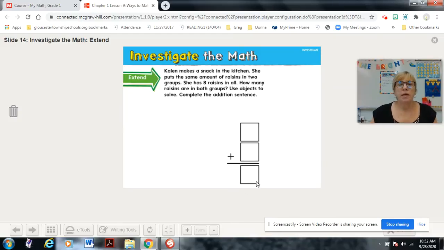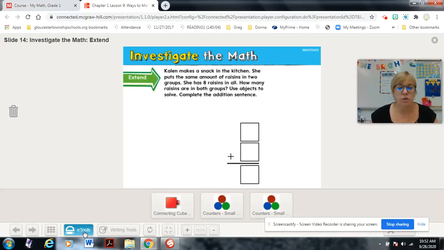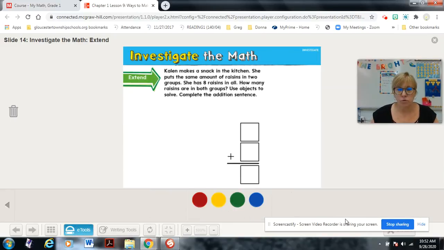Yep. Kaylin makes a snack in the kitchen. She puts the same amount of raisins in 2 groups. She has 8 raisins in all. How many raisins are in both groups? Use objects to solve. All right, so I'm going to use my counters, okay? And then they want us to complete. Now, remember, 8 is how many all together, in all.